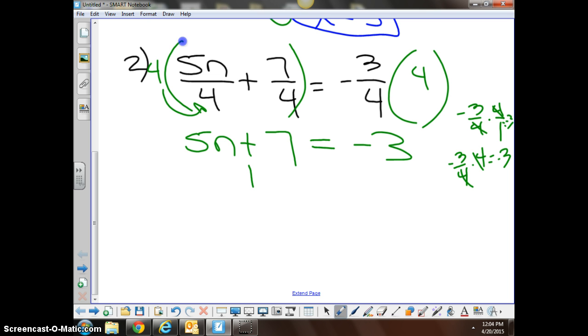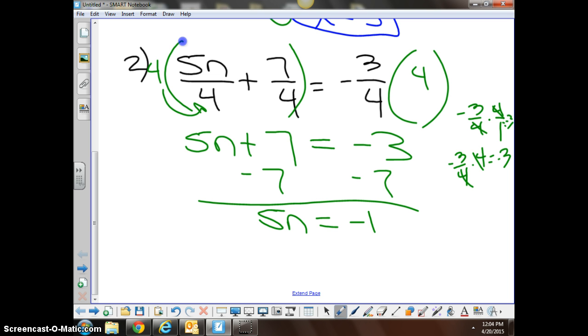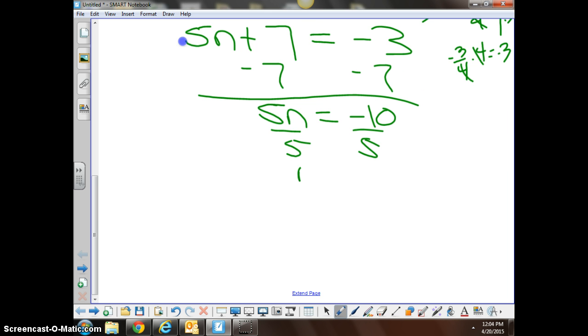Simple. Add 7 to both, or subtract. I don't know why I keep doing that. Subtract 7 from both sides. Clean it up. You've got 5n equals what, everybody? Negative 10. Divide both sides by 5. What does n equal? Negative 2. What do smart people do?